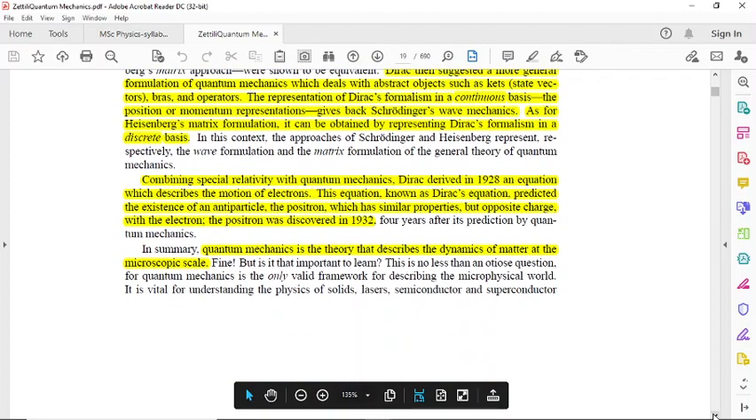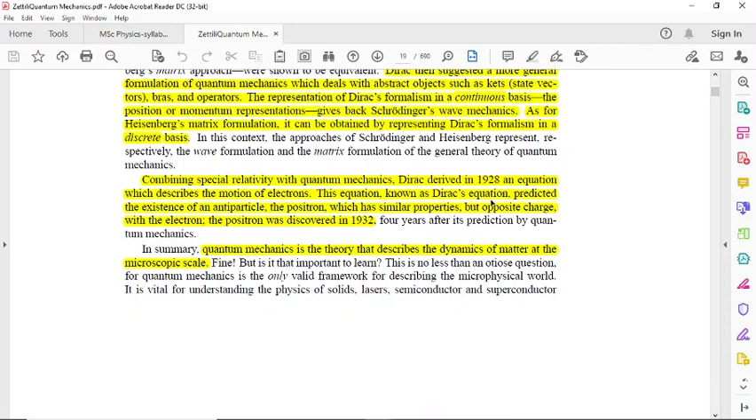Combining special relativity with quantum mechanics, Dirac derived in 1928 an equation which describes the motion of electrons. This equation, known as Dirac's equation, predicted the existence of an antiparticle, the positron, which has similar properties but opposite charge with the electron. The positron was discovered in 1932.